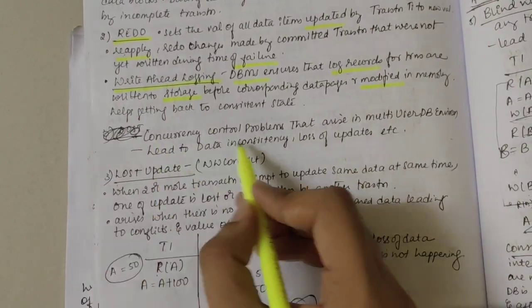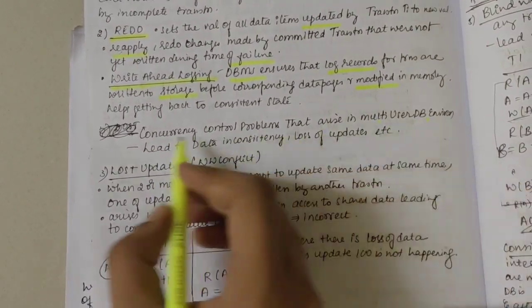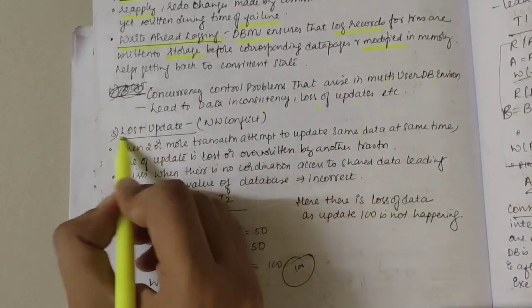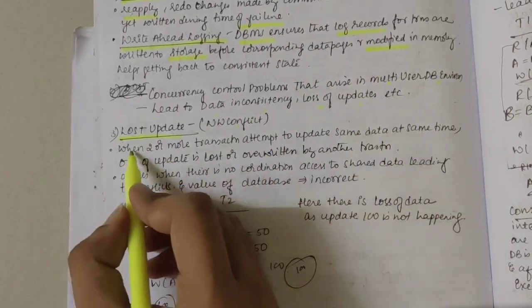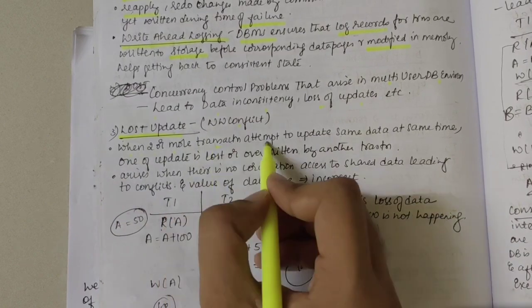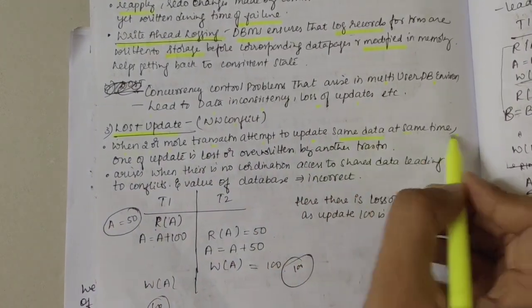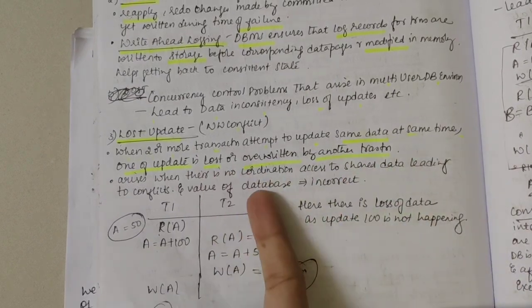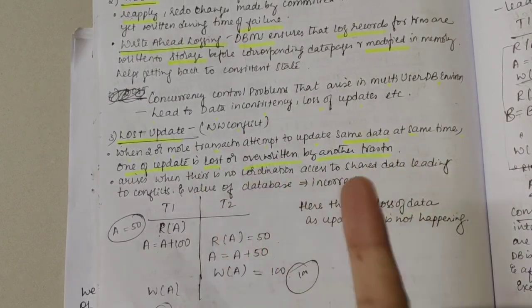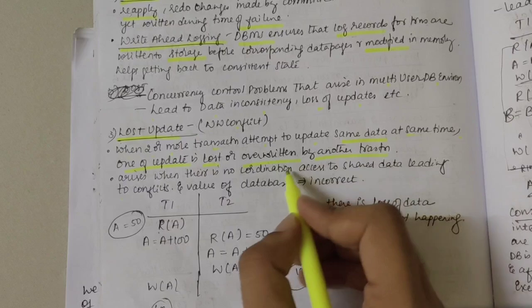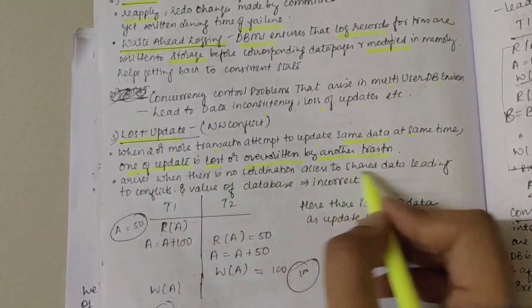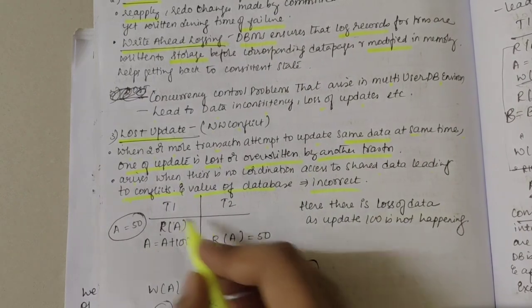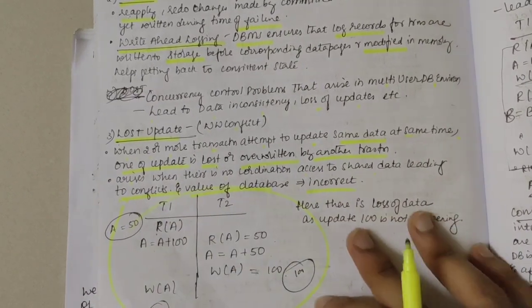Then we have concurrency control problems, which arise in a multi-user database environment and lead to database inconsistency, loss of updates, etc. Here we have lost update, that is a WW conflict. When two or more transactions attempt to update the same data at the same time, one of the updates is lost or overwritten by another. We have seen this in the transaction topic, right? It arises when there is no coordinated access to shared data, leading to conflicts. The value of the database is incorrect. This is the same example which I explained previously.